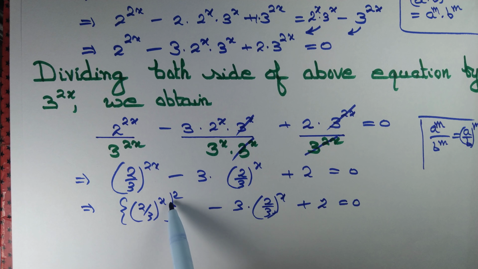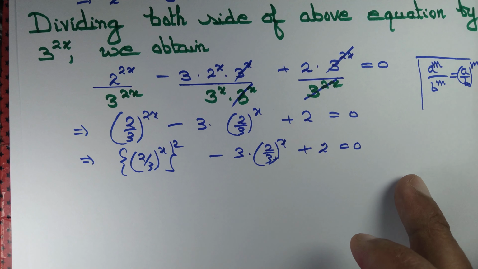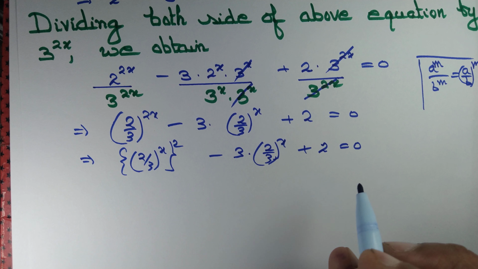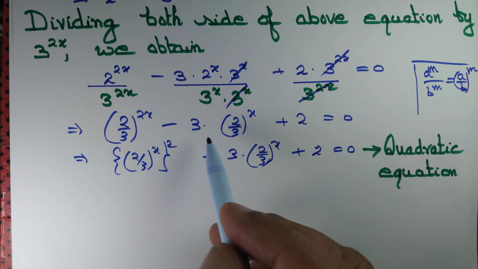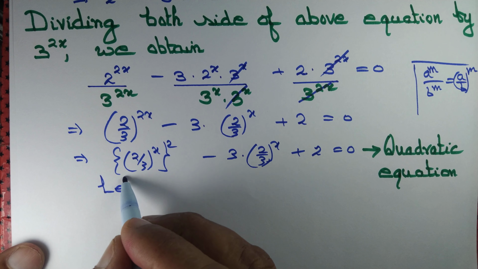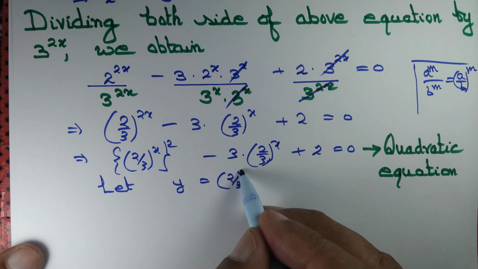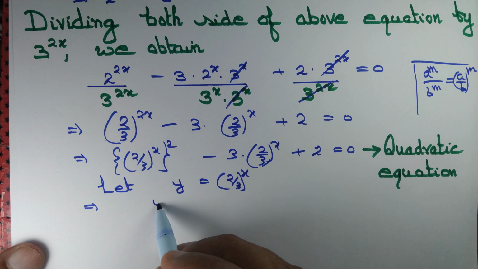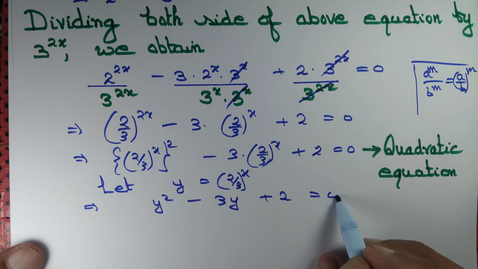Now you see something square minus 3 times something plus 2 equal to 0. That reminds us about a quadratic equation. So let us reduce this equation to a quadratic equation by just writing: let y equal to (2/3) to the power x. So that gives us y square minus 3y plus 2 equal to 0.